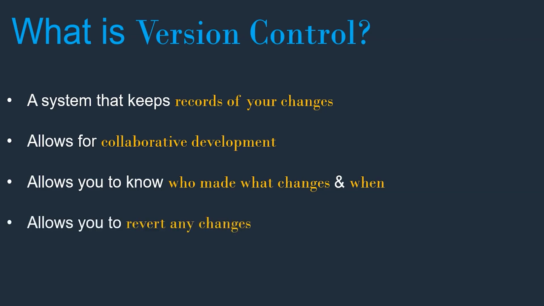Next, it allows you to revert any changes. If we have done some changes today and it is not working and I want to go back to yesterday's code, it is quite easy for me because it tracks what changes I have done today and allows me to revert to the previous code. So these are the major advantages of using version control system.